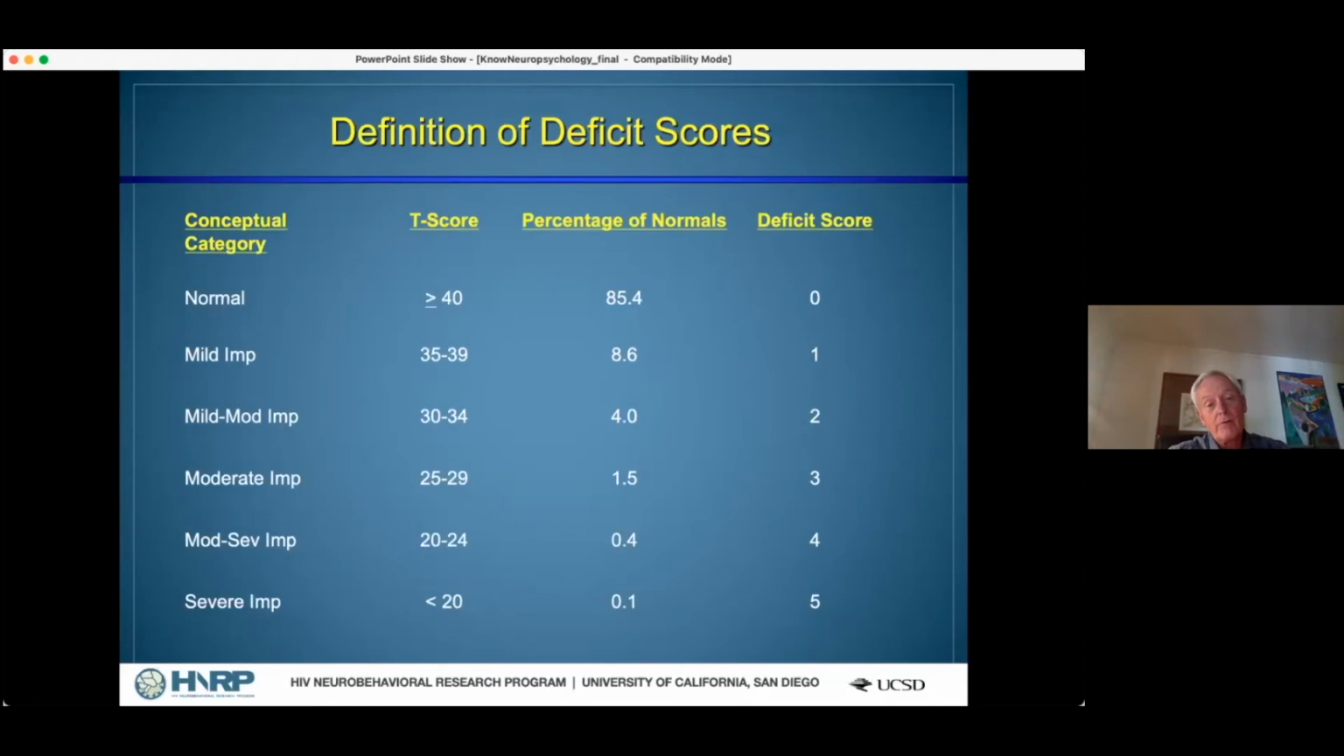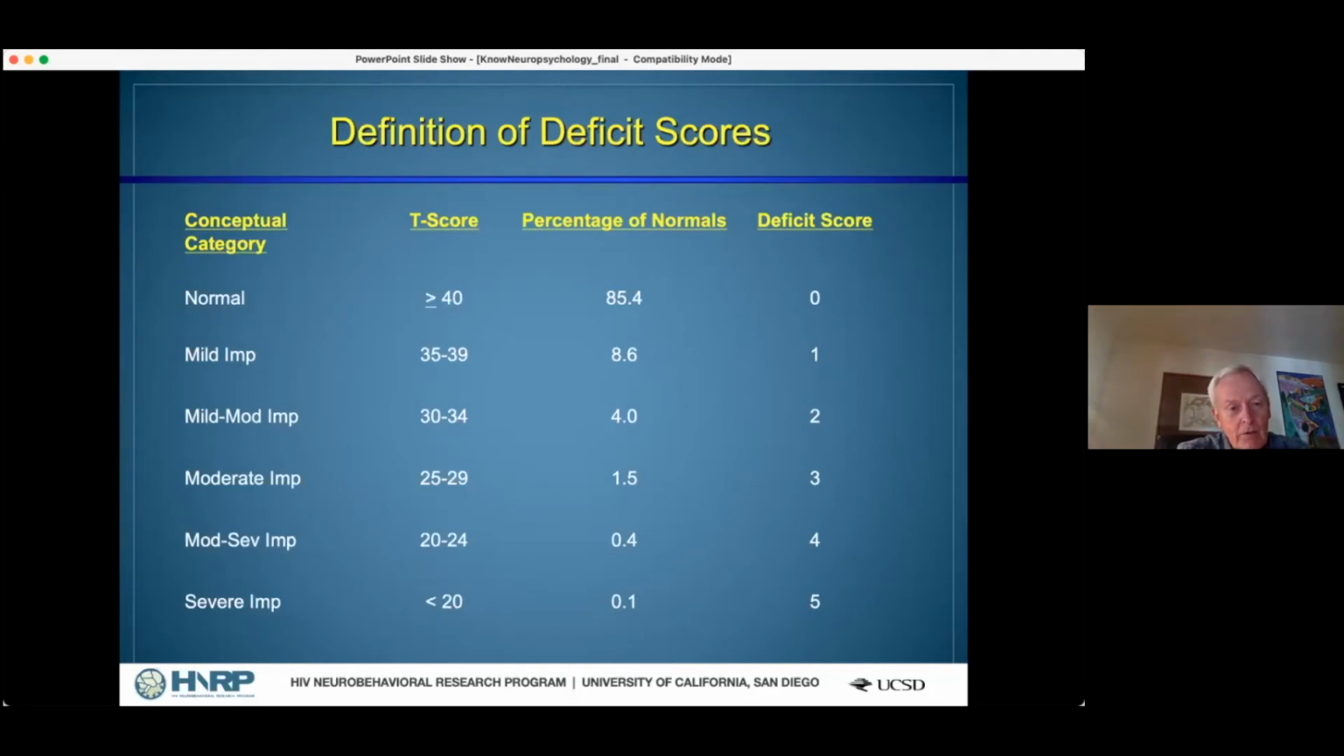And when you have just a whole bunch of tests and you're looking at the whole array, what you have to do is, of course, pay attention to the number of impaired ones and how impaired are they, and also what their pattern is in terms of the strengths and weaknesses that are expected to be associated with the kinds of disorders that you're trying to detect. But with the global deficit score, it tends to work more broadly.